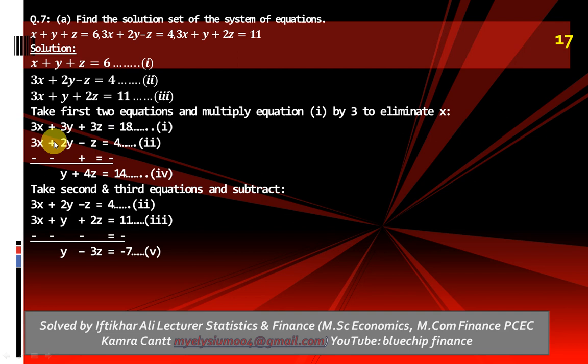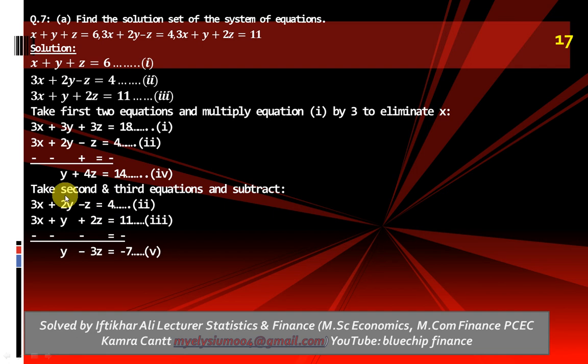x. So first of all, by changing the signs, we eliminated x, and remaining will be plus 3y minus 2y, which equals y, and plus 3z plus z equals 4z, equals 18 minus 4, which equals 14. So this will be equation number 4.